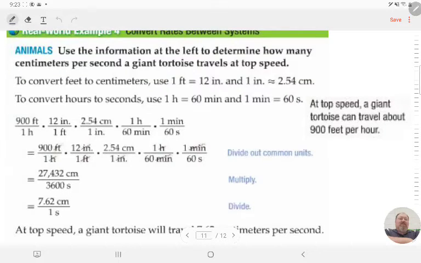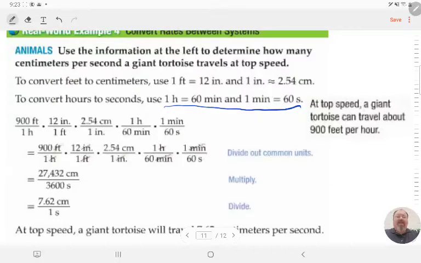So to convert hours to seconds, you can use 1 hour equals 60 minutes and 1 minute equals 60 seconds. So I can use this, which is how they did it, or don't forget 1 hour also equals 3,600 seconds. So you can use either one, okay? So again, if you don't remember how many seconds are in an hour, this is the easy way to figure that out. So I put everything I need together.